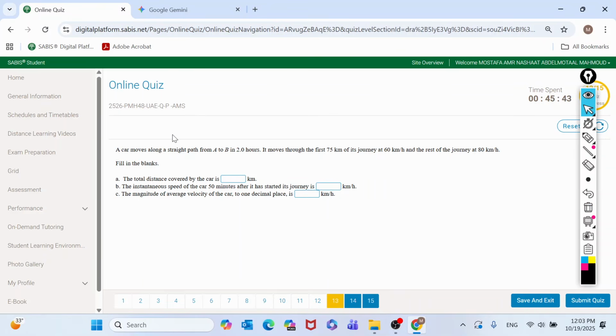Okay, a car moves along a straight path from A to B in 2 hours. It moves through the first 75 kilometers of its journey at 60 kilometers per hour, the rest at 80 kilometers per hour. So this one, we're gonna keep it in kilometers per hour because all the answers are in kilometers per hour.